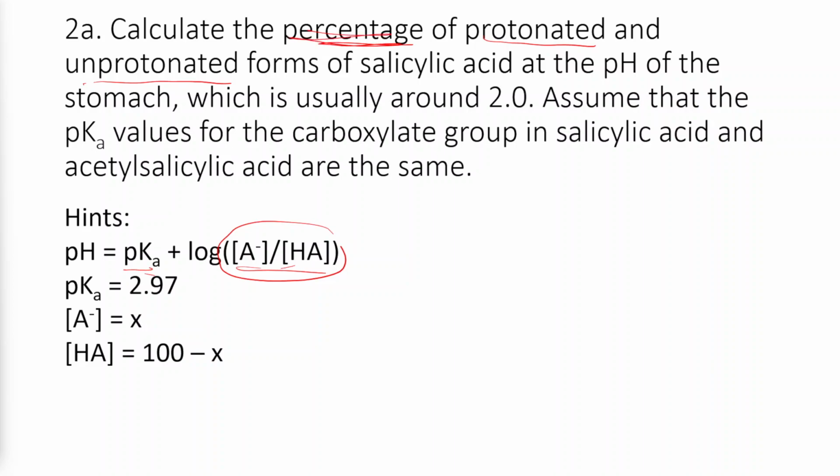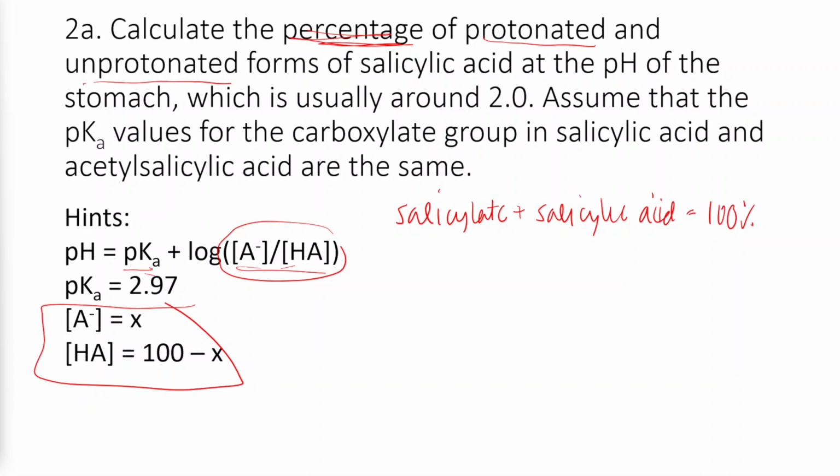And we know that when we have salicylate and salicylic acid, when we add those together, we're going to have 100%. Some of the salicylic acid is protonated, some is deprotonated, but when you add those two fractions together, you have 100% of whatever you started with. And so that's how we can arrive at these values for the concentration of the conjugate base and the concentration of the acid. So if we set our conjugate base, our salicylate, to X, we know that our salicylic acid has to be 100 minus X, because when you add those two things together, you get 100.